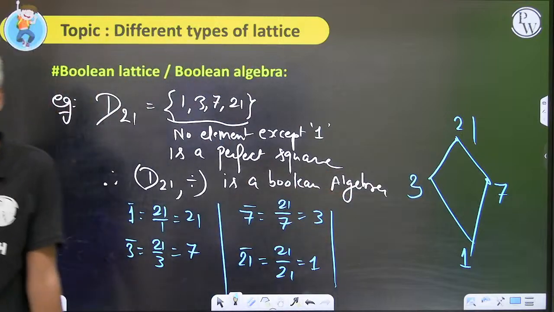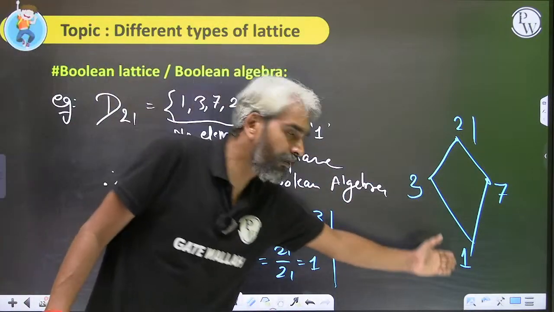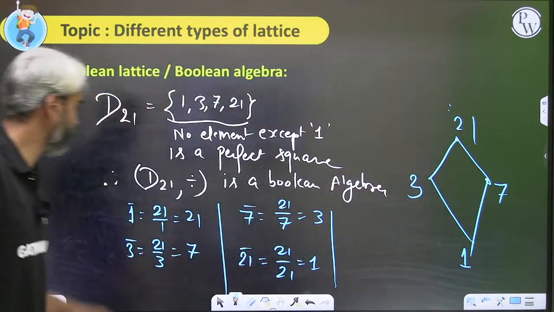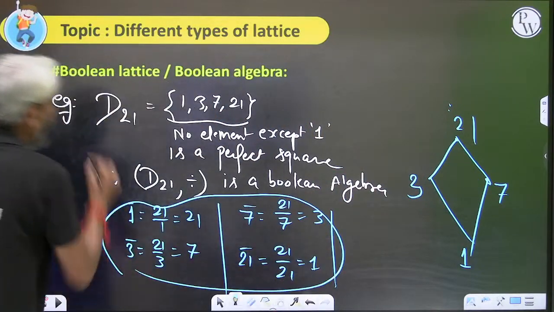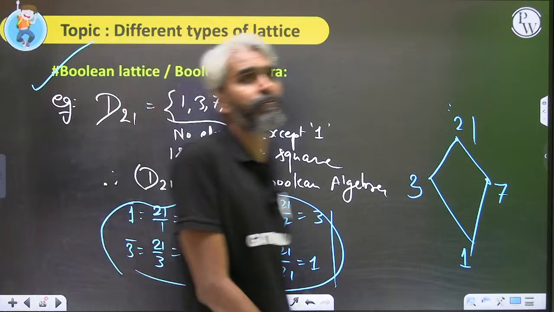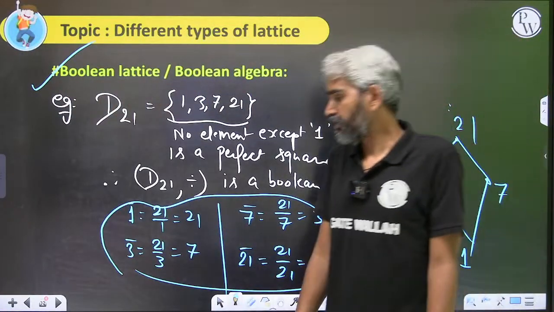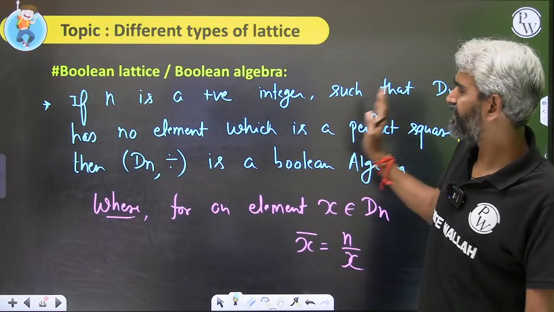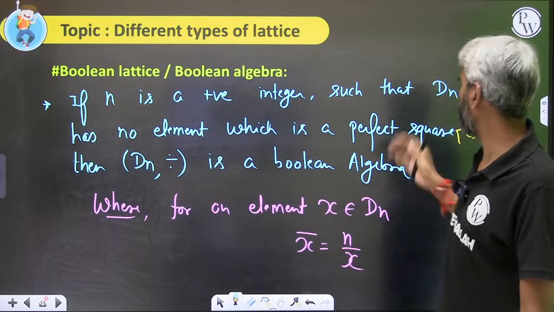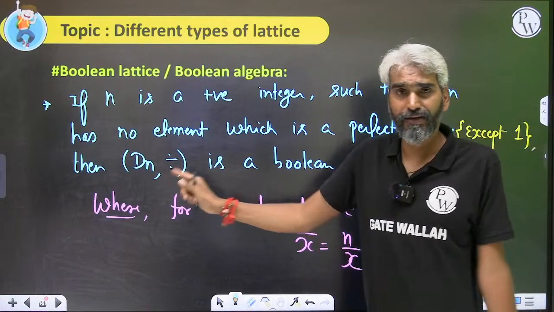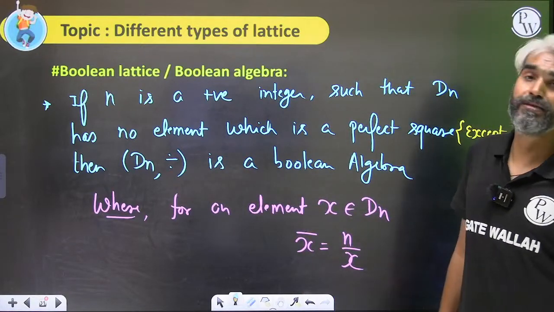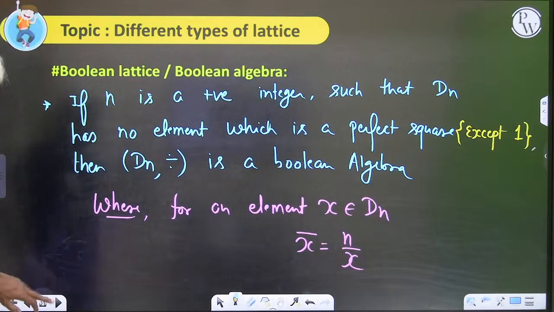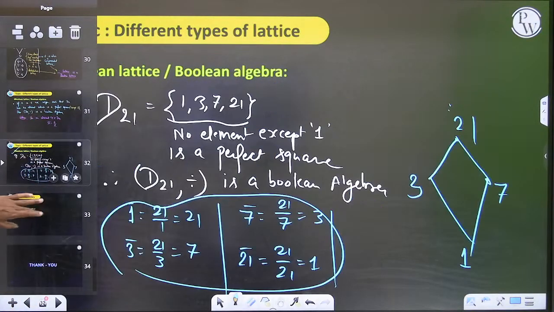This is a Boolean algebra. But this is a direct property. If somebody asks you related to the property, you should be able to give the answer. If Dn is such that Dn has no element which is a perfect square, then Dn with respect to divides is a Boolean algebra. Clear? So that will be all with respect to all the concepts of sublattice.